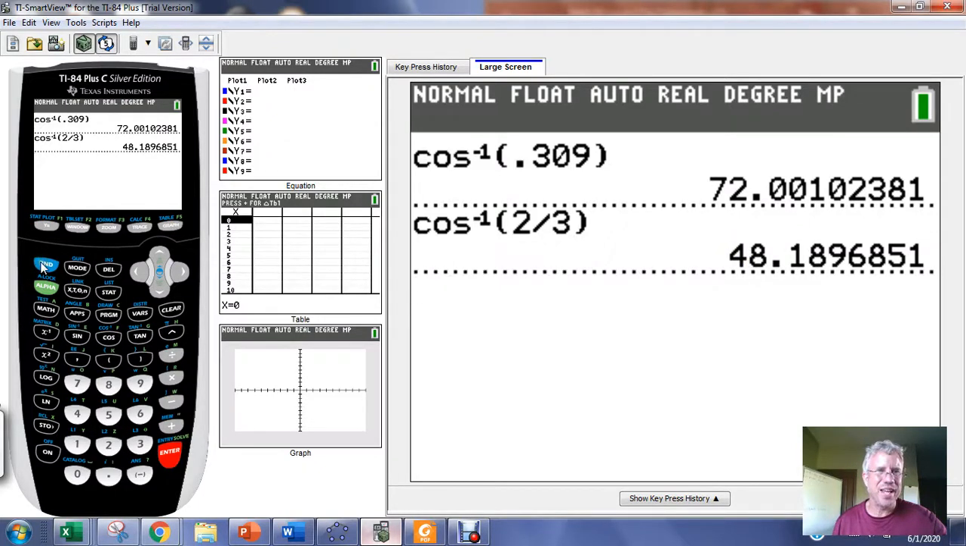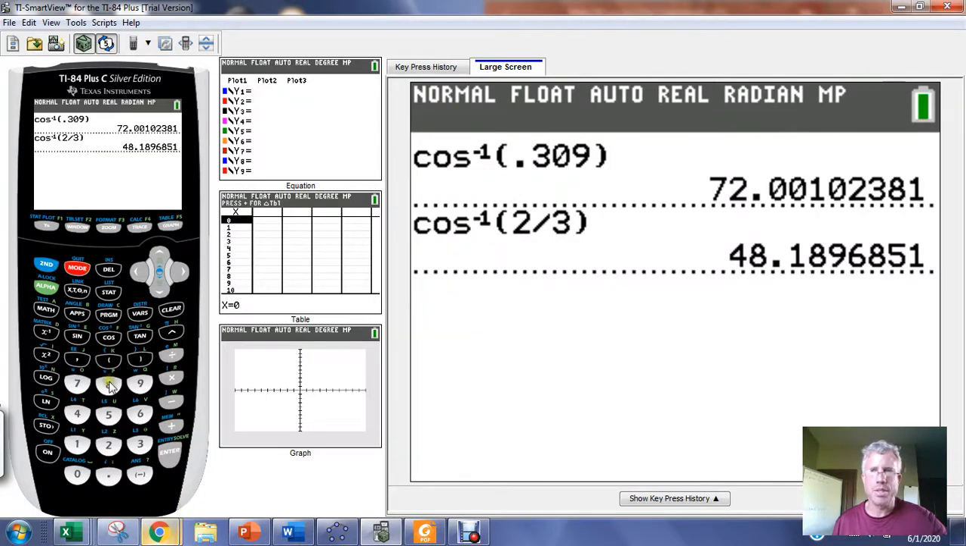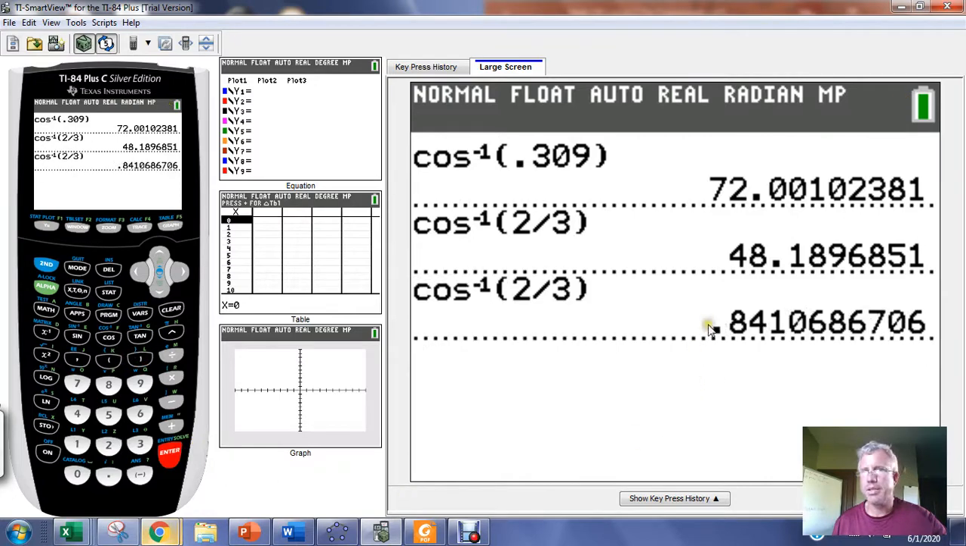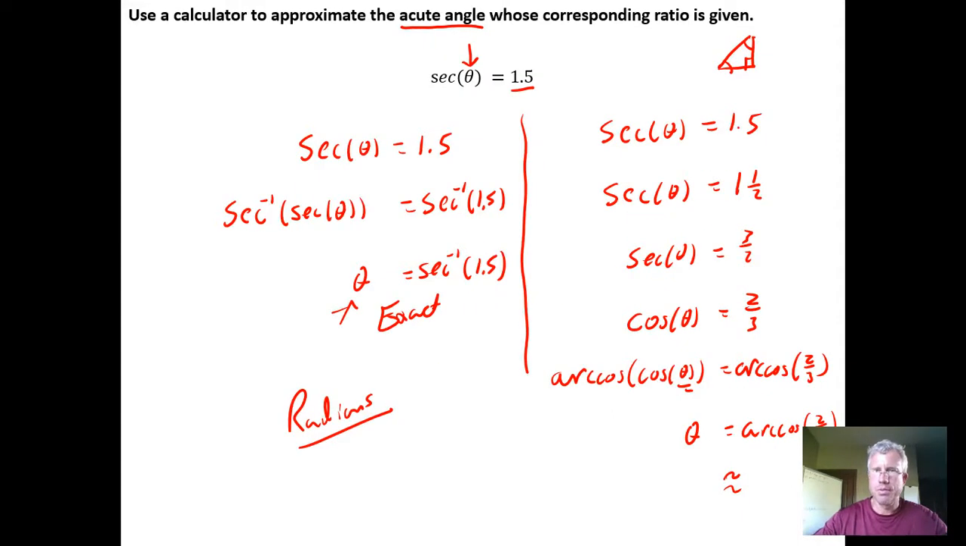I said I wanted the answer in radians, so I have to go into mode. I'm in degree mode. If I want the answer in radians, I need to switch over to radian mode first. Again, this is the easiest mistake to make, to not put it in the correct mode, and then go second cosine to get at the cosine inverse function. Cosine inverse of 2/3, enter, and it's about 0.84 radians. So about 0.84 rad.